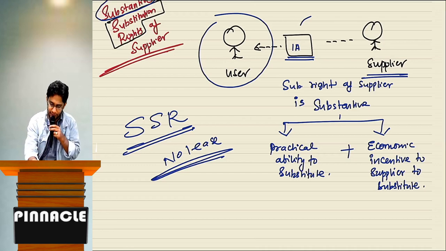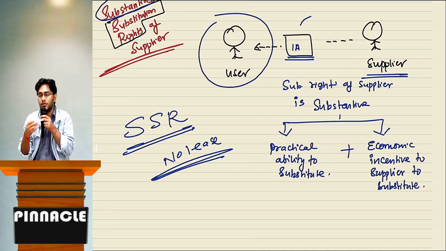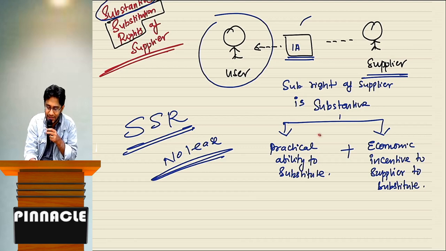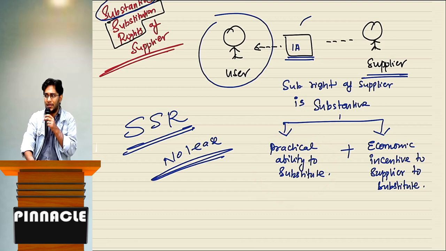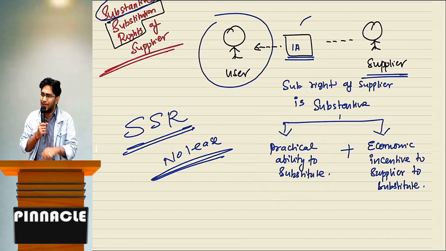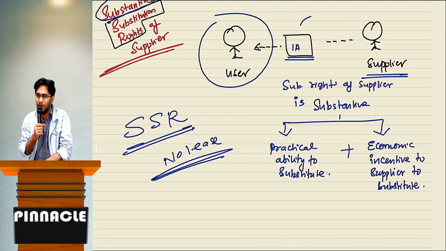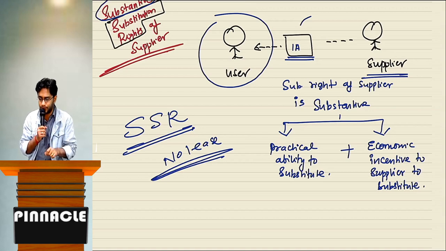Go and ask yourself, if the supplier wants to replace the asset, does he have the ability to substitute? Example, the supplier has got 10 Indigo cars. One car he gave to me. Any time he wants, can he replace this? Does he have the ability? Yes. Why? Because he has 10 cars. One car I took, nine other Indigo cars are there. He can take this car and give another car. Practical ability should be there. Plus number two, economic incentive to the supplier should be there.